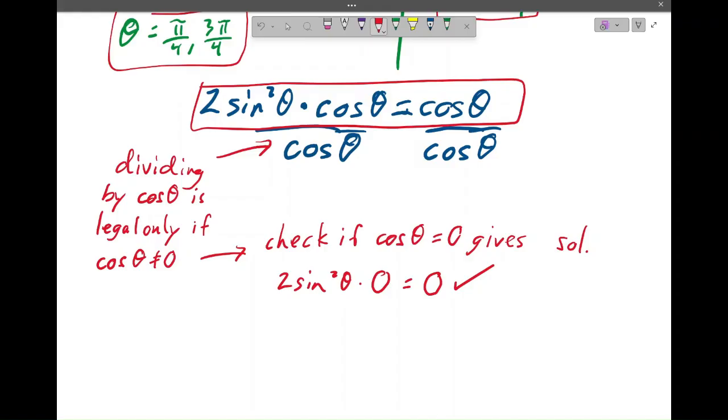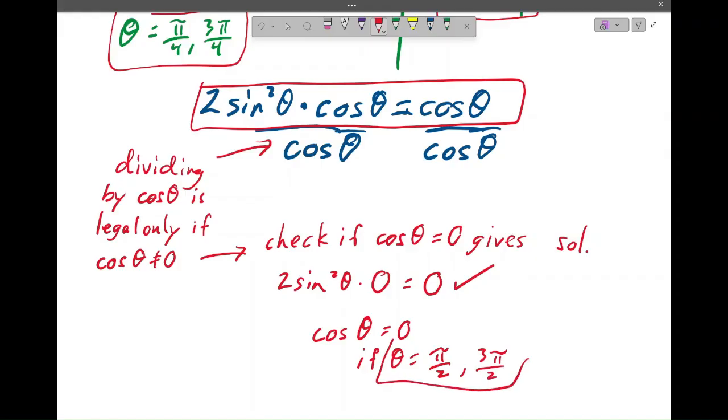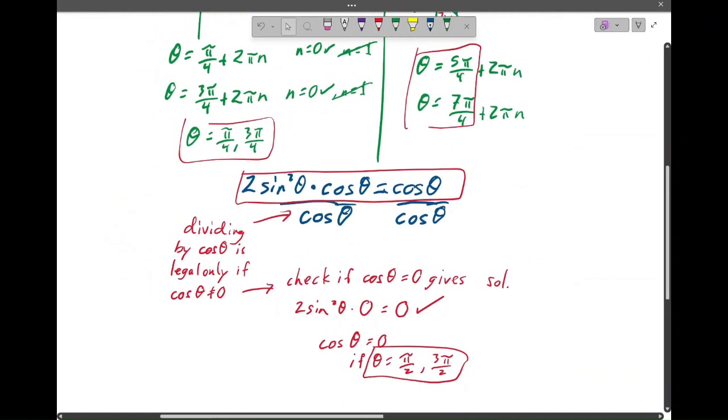So I need to figure out what those angles are. That's not going to take us too long. Cosine of theta is equal to 0 if theta itself is equal to pi over 2 or 3 pi over 2. And so those are the solutions that were lost by dividing by that process.